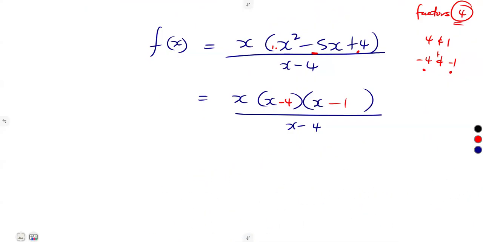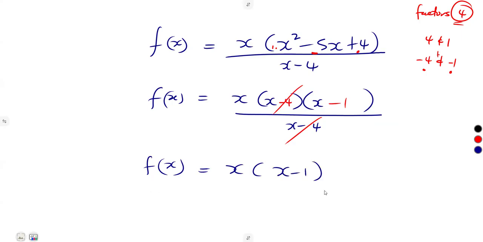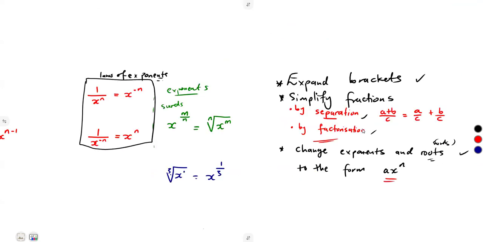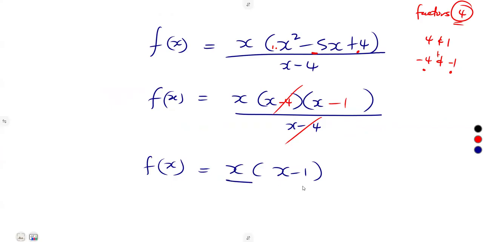And by doing this, we can see that the x minus 4 in the numerator is the same as this one in the denominator. So these ones can cancel out. So it means our f(x) at the end was going to be x into x minus 1. Can we differentiate like this? We have brackets, so we must expand. For brackets, you must expand. Yes, we have applied that factorization, but now we are left with brackets.